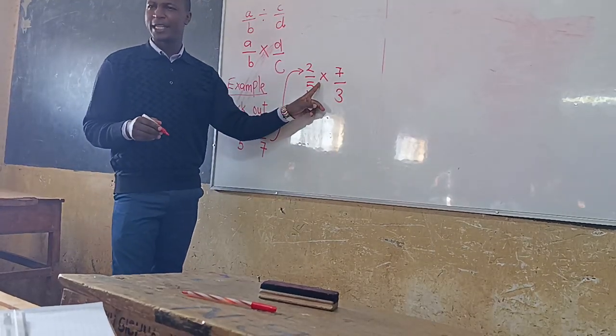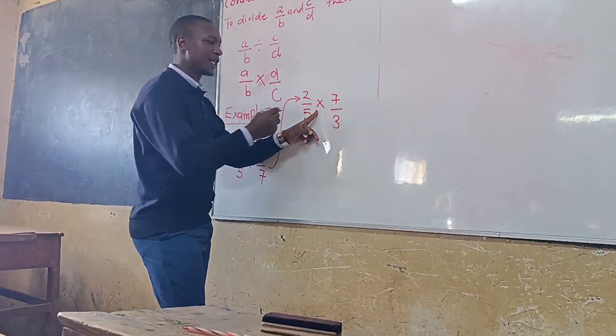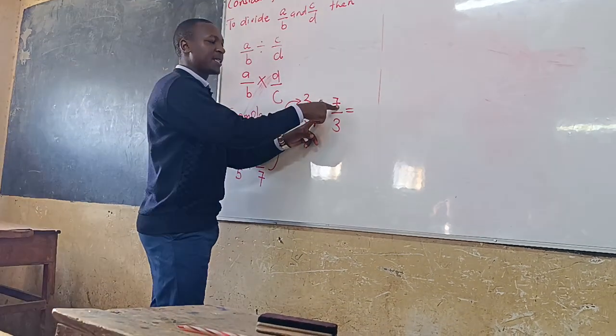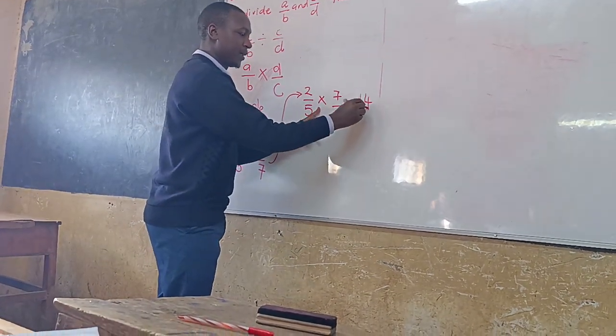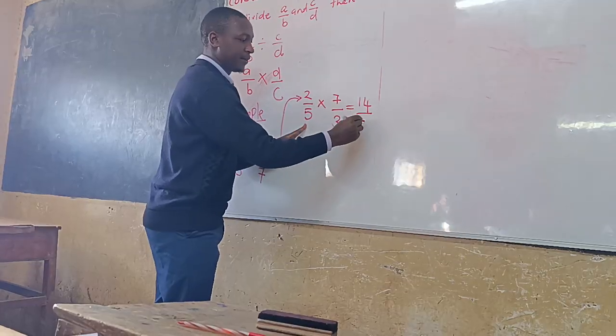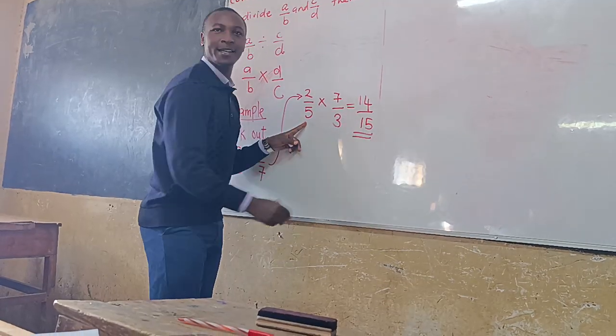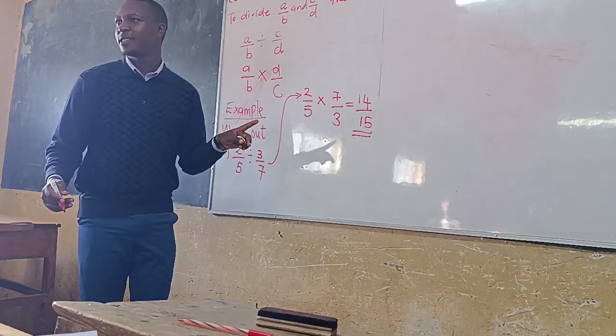Now, do you know how to do multiplication? Yes, you know how to do multiplication. Now, we multiply 2 times 7 is what? 14. And 5 times 3 is what? 15. That is the final answer. Easy or hard? Easy.